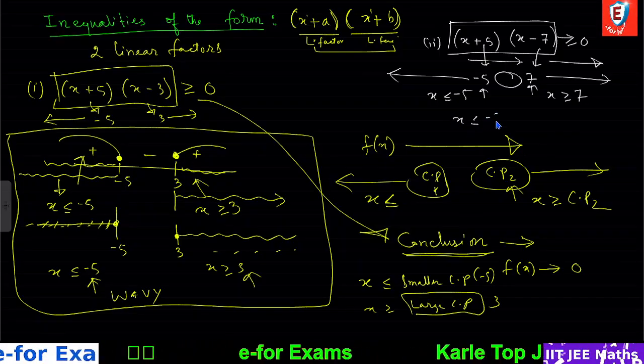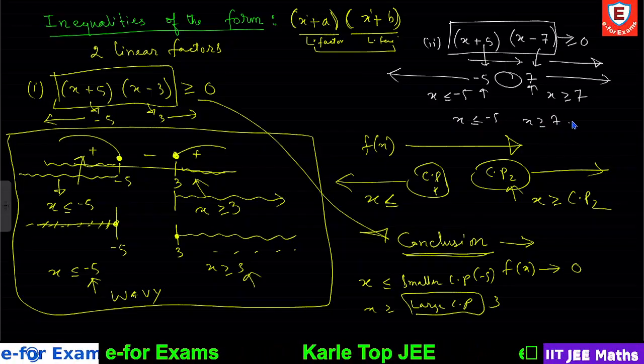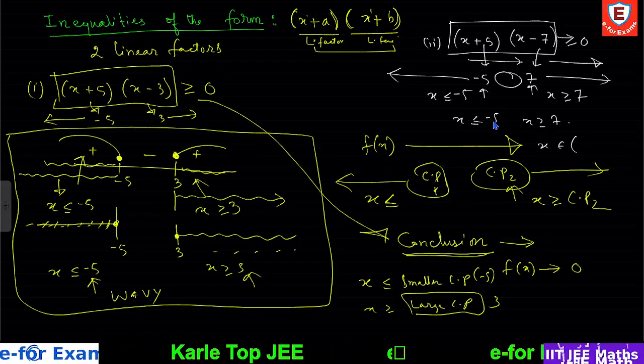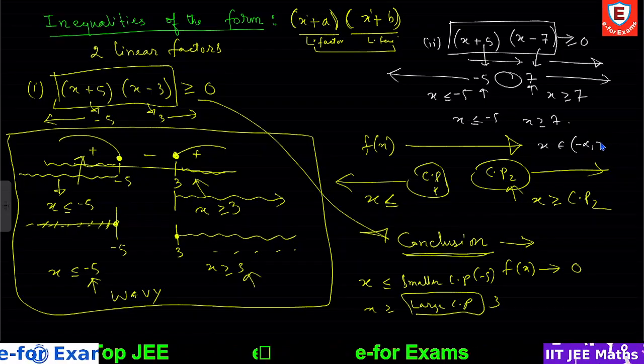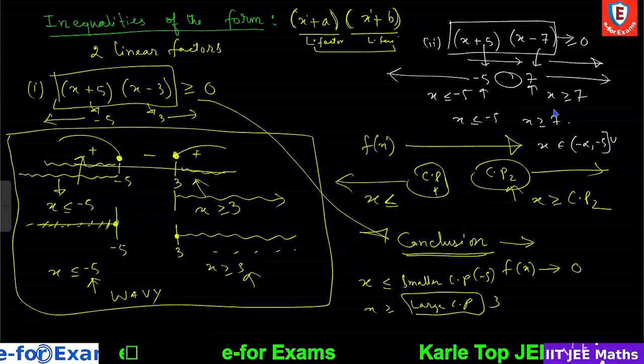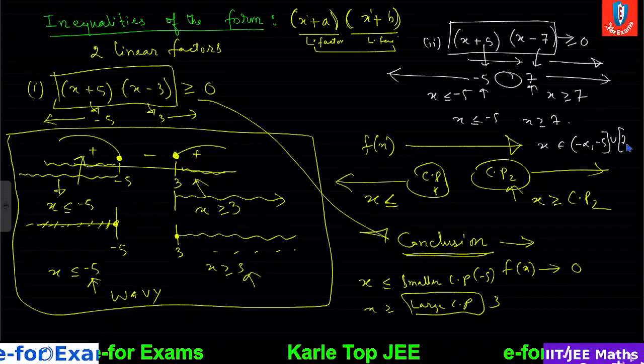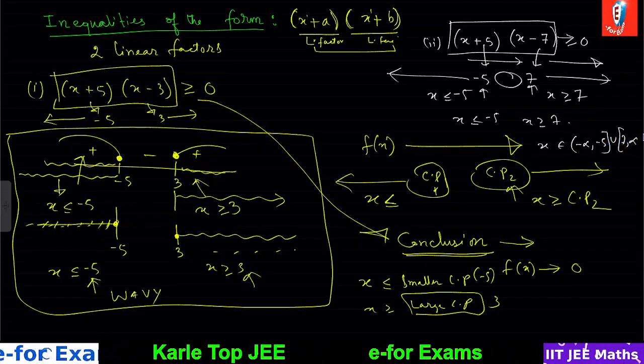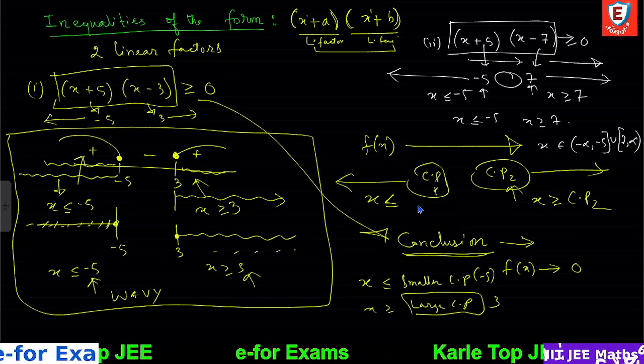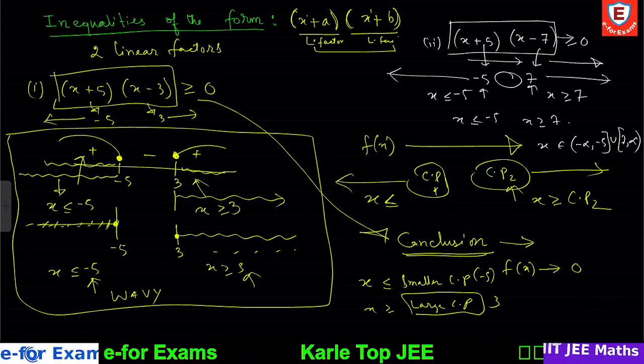Here x is less than or equal to minus 5, and x is greater than or equal to 7. That means x can be written as minus infinity to minus 5, including minus 5, union 7 up to infinity, including 7, and between minus 5 and 7, no solution. Right? Got it?